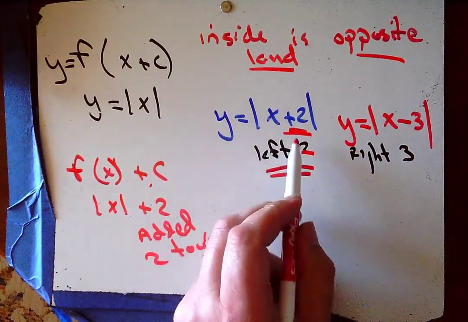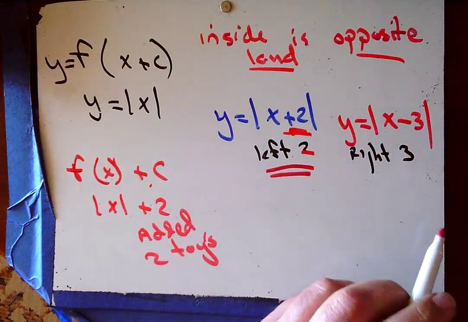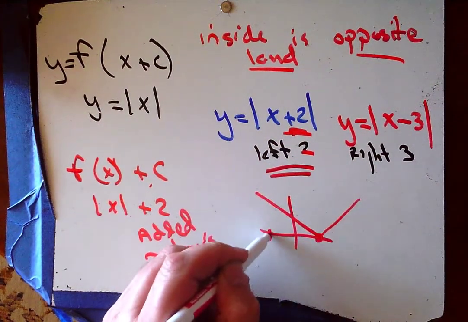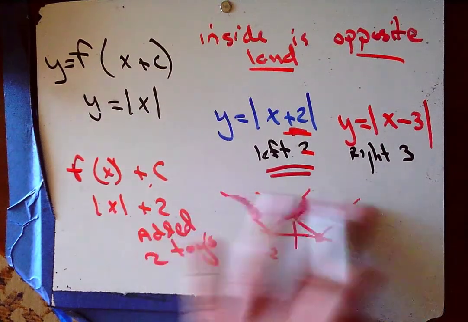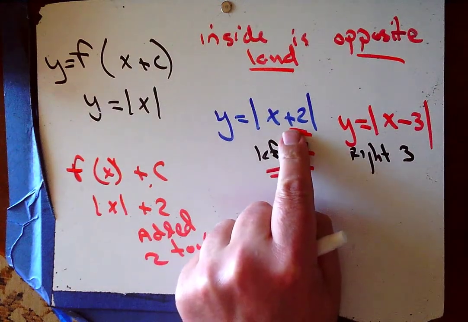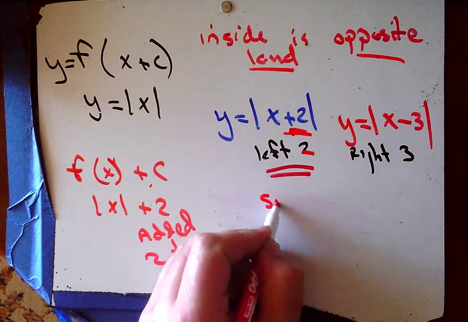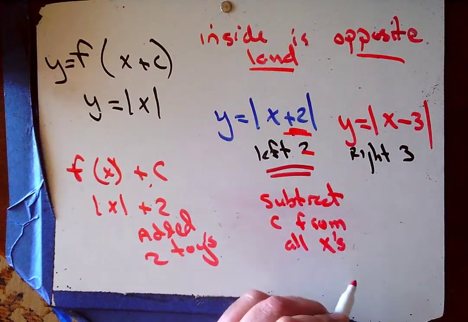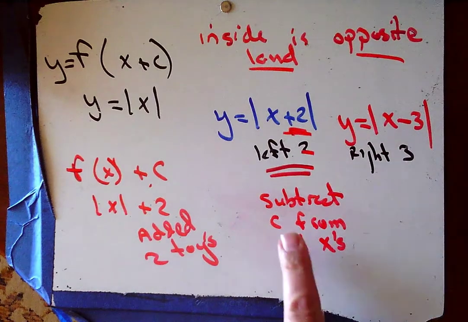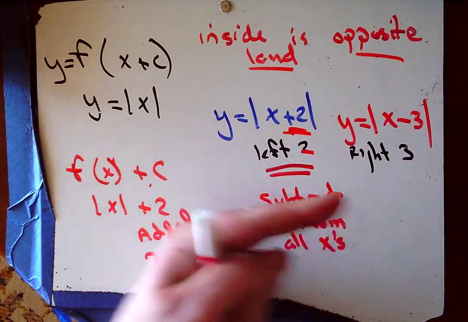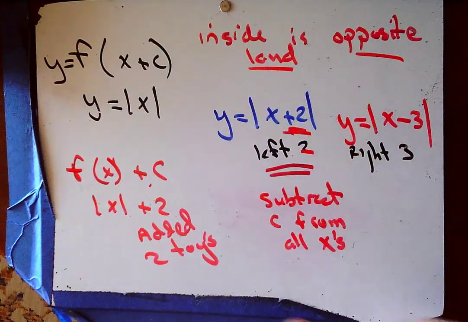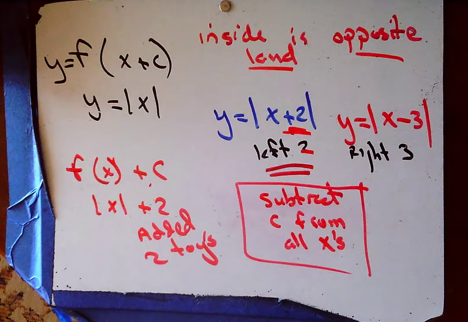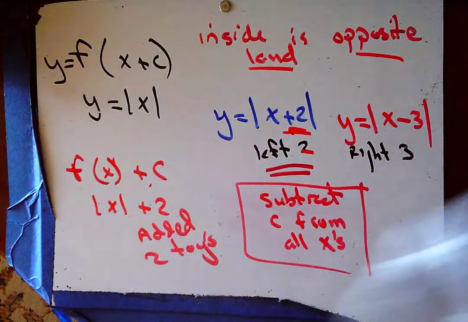And what do we do to the x's? Did we add 2 to all the x's? Well, if we added 2 to all the x's on the reference graph, this vertex would be over here at positive 2. But when we graphed it, we saw it over here at negative 2. And so I want to say that this is also opposite. If I want to go left 2, I have to subtract c from all the x's. Here I'm subtracting a negative 3, a minus a minus, which means plus 3, and so I go this way 3. Here I'm subtracting 2, which means I go this way 2, left 2. So my rule is I'm going to subtract c from all the x's. Okay, there's our second transformation.